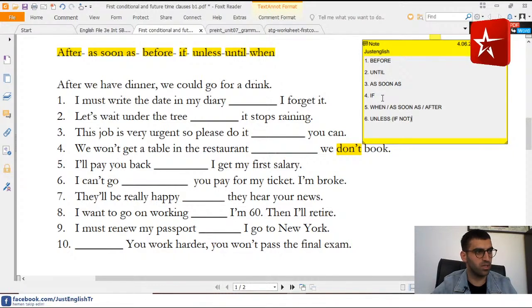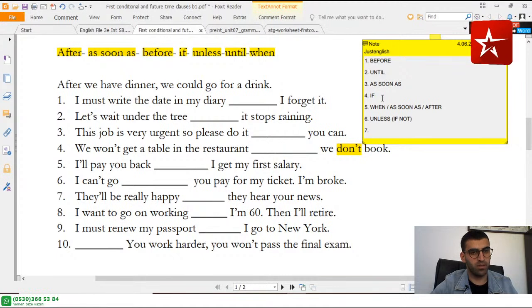Number 6, it's not when. When you pay for my ticket, I can't go. There's not any meaning. It doesn't make any sense. That's why we can't choose when. Number 6 must be unless. Unless is the correct answer for number 6. And let's continue with number 7.